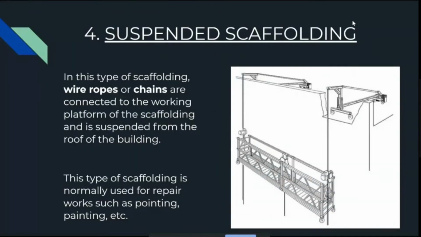Then this is suspended scaffolding, the fourth type of scaffolding. In this type of scaffolding, wires, ropes, or chains are connected to the working platform of the scaffold, and the scaffold is suspended from the roof of a building. Using the rope or chain, the platform can be raised or lowered at any required level. And this type of scaffolding is generally used for repair works or pointing and painting.